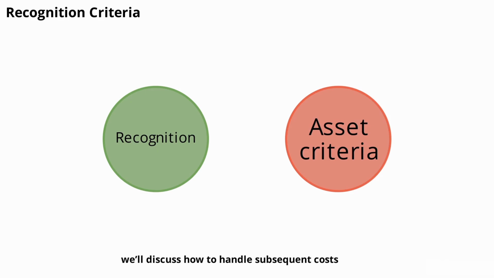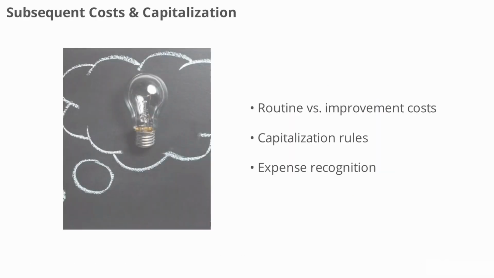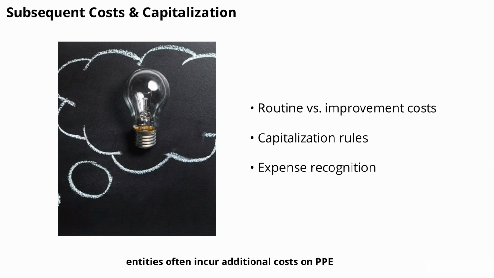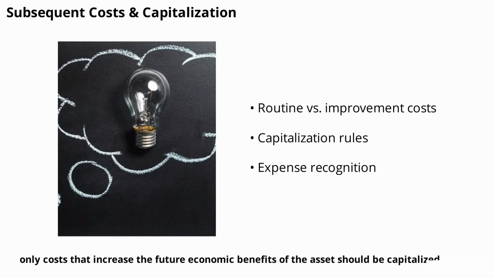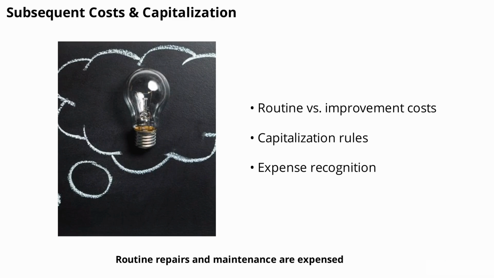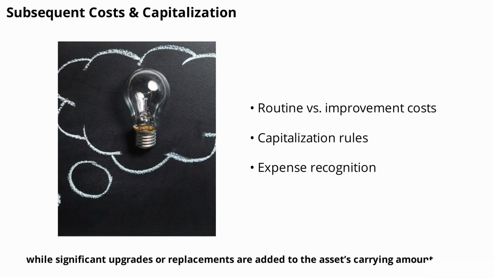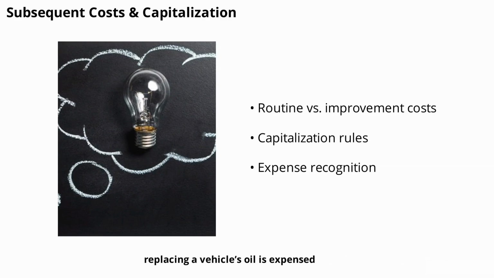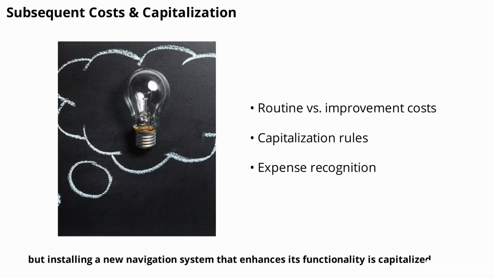Next, we'll discuss how to handle subsequent costs. After initial recognition, entities often incur additional costs on PPE. These could be for repairs, maintenance, or improvements. According to IAS16, only costs that increase the future economic benefits of the asset should be capitalized. Routine repairs and maintenance are expensed, while significant upgrades or replacements are added to the asset's carrying amount. For example, replacing a vehicle's oil is expensed, but installing a new navigation system that enhances its functionality is capitalized. This distinction helps maintain accurate asset values and expense recognition over time.